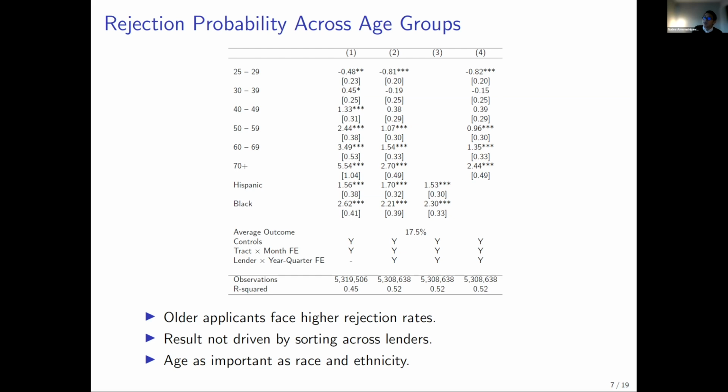Column 2 includes lender by year-quarter fixed effects, and we still see the same result, which means that this pattern can't really be explained by the story that older applicants are more likely to apply for mortgages at lenders who are unconditionally more stringent. Of course, the literature on unequal mortgage access has been mainly focused on race, so it's worth comparing the coefficients on the age variables to the race variables. And what I find is that the coefficient magnitudes are similar, which suggests that when it comes to the determinants of mortgage application outcomes, age is comparably important to race.